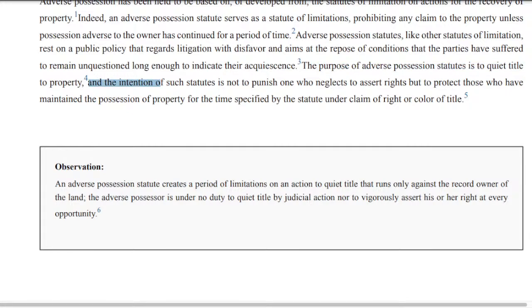And the intention of the statutes, think of it like this, it's not to punish one who neglects to assert their right. So it's not saying you have to do something, but it's to protect those who have maintained possession of the property for the time, here's our theme again of time, specified by the statute under claim of the color of title. That means that when you do it, the statute is going to protect your claim. The state will do that because that's what maintains the order, the record of title of private property. It's pretty much the job of the state to do. It's their duty.